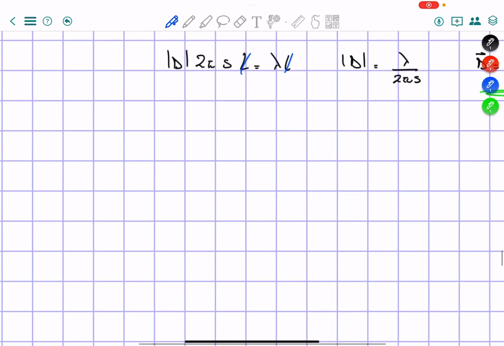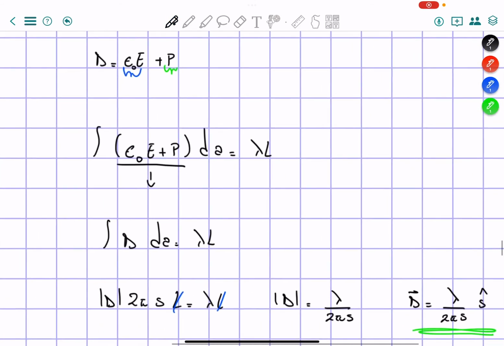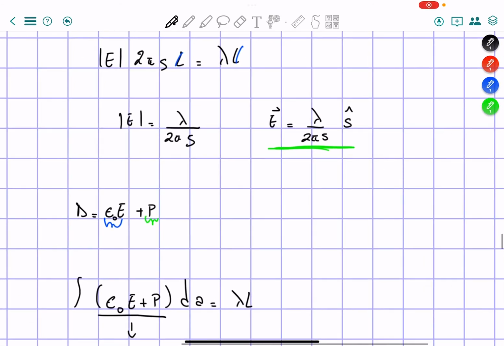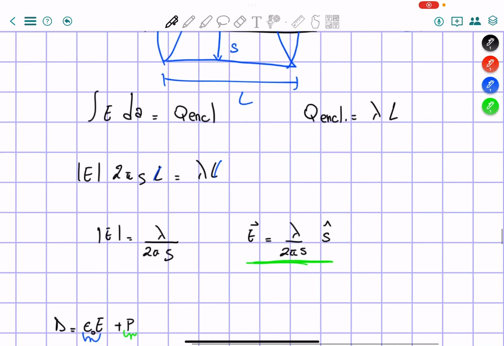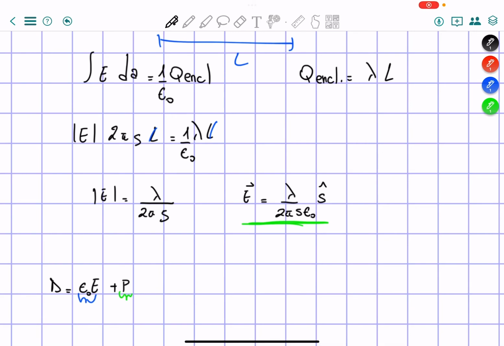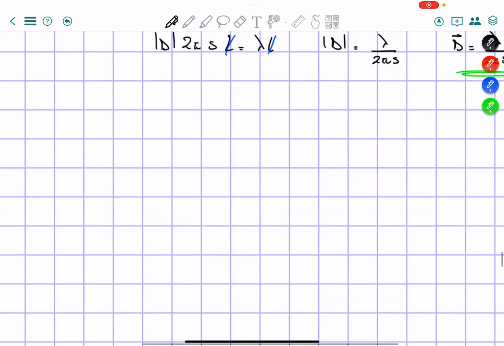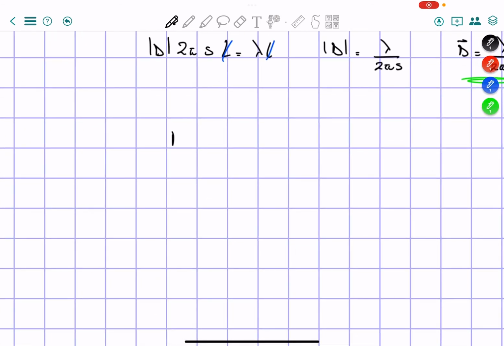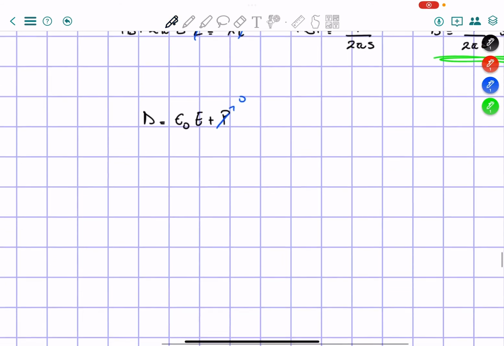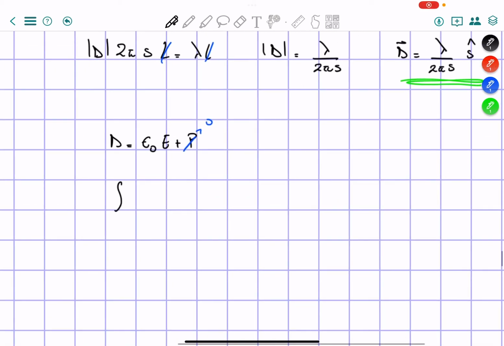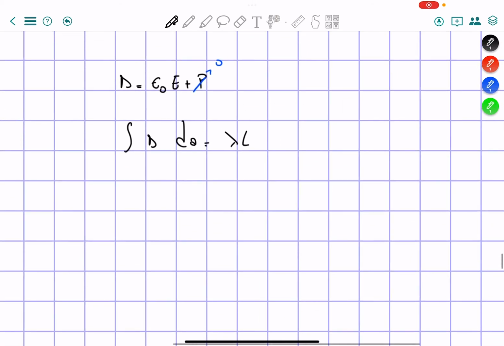Oh sorry, here I actually forgot, it will be 1 over epsilon naught, and here's epsilon naught at the bottom. My bad. Okay. So now we see that D, which is equal to epsilon naught times E plus P. In this case, there's no polarization, like we said, so P is equal to 0. Therefore, if we do the same thing, I'm just going to keep D, times dA is equal to charge enclosed, so lambda L.